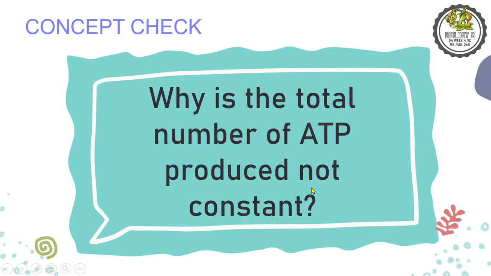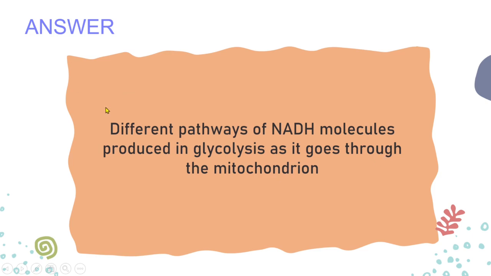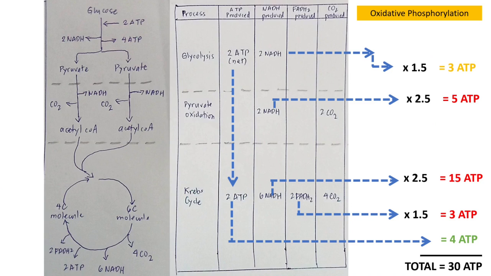So the question is, why is the total number of ATP produced not constant? As we have seen a while ago, different pathways of the NADH molecule in the glycolysis as it goes through the mitochondrion have different amounts of ATPs produced. As shown a while ago, the second pathway has 3 ATPs, while the first pathway would have 5 ATPs. So that's why it's a range of 30 to 32.